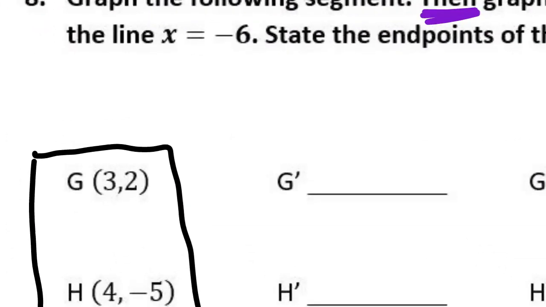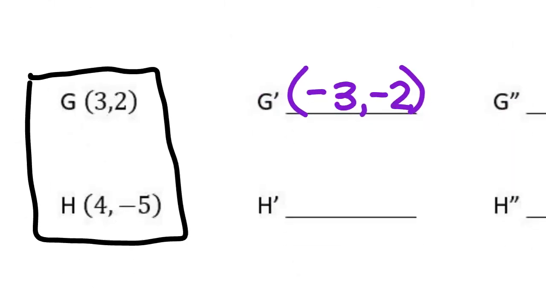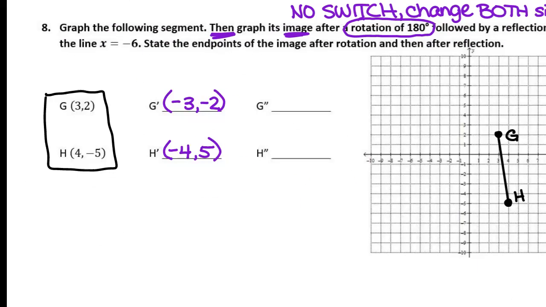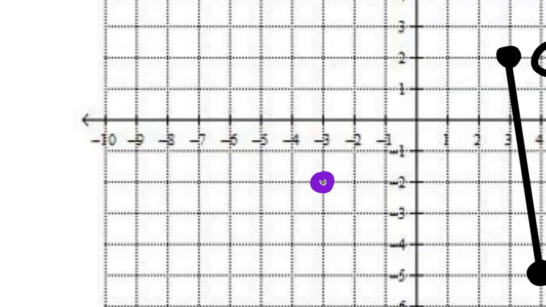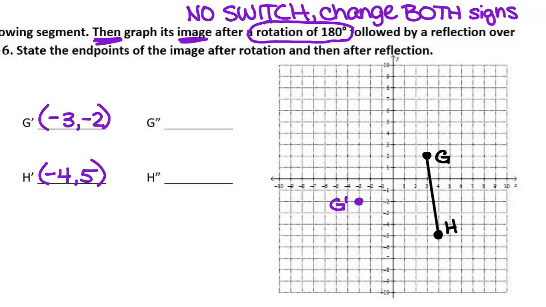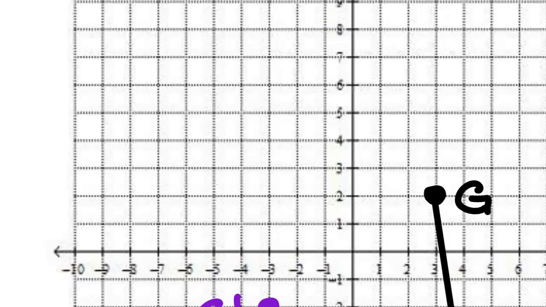So for G prime, I'm going to change both of those signs. So it becomes -3, -2. And H prime would be -4, +5. So we graph -3, -2. That would be right here. There's my G prime. And -4, +5 would be up here. There's my H prime.